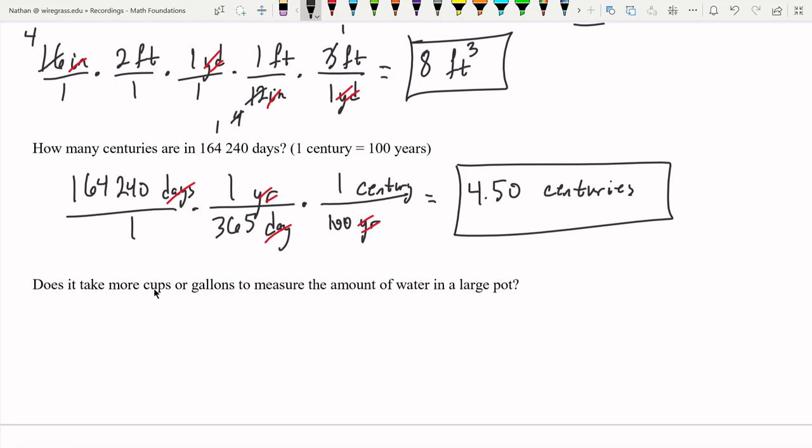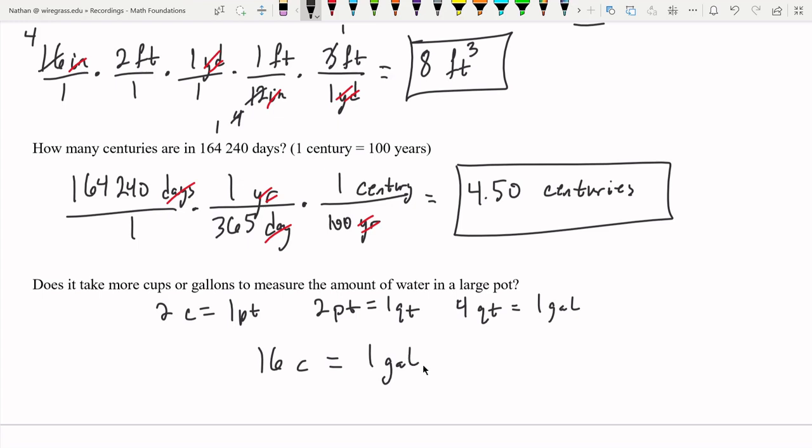But the whole point of this is to recognize that there are 2 cups to 1 pint. There are 2 pints to 1 quart. And there are 4 quarts to 1 gallon. So if you wanted to, we can actually find a direct conversion between cups and gallons. 2 cups for each pint. There are 2 pints to 1 quart, which means there's going to be 4 cups to 1 quart. If there's 4 cups to 1 quart and there's 4 quarts to 1 gallon, we're going to have 4 times 4 is going to be 16 cups to 1 gallon.